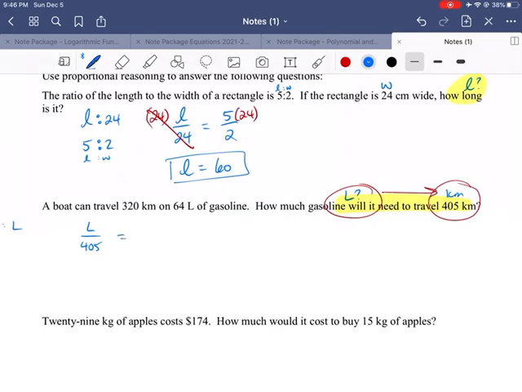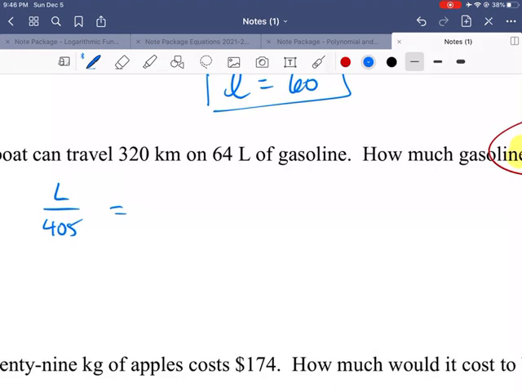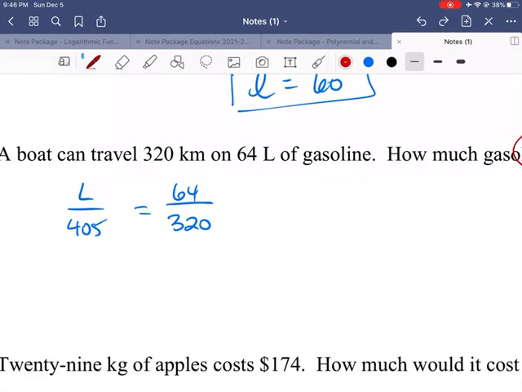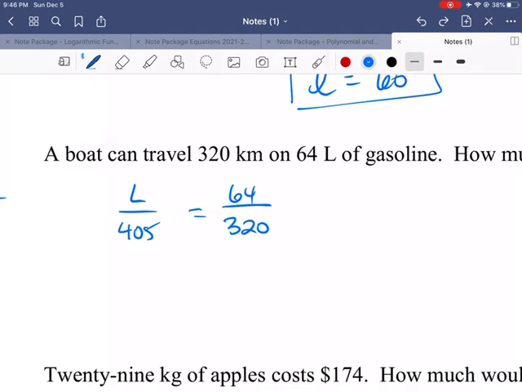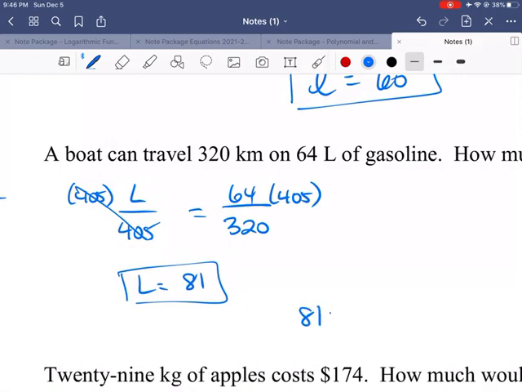And we're going to compare that to another fraction. So on the fraction on the left, we have liters on top. So we're going to put 64 over 320. Can you see that we have liters over kilometers on the right side, and we have liters over kilometers on the left side? Okay. So we want to isolate for the L. So we're going to multiply each side by 400. So the amount of liters that we need is going to be 64 multiplied by 400 divided by 320, which works out to be 81. So the amount of liters is going to be 81 liters.